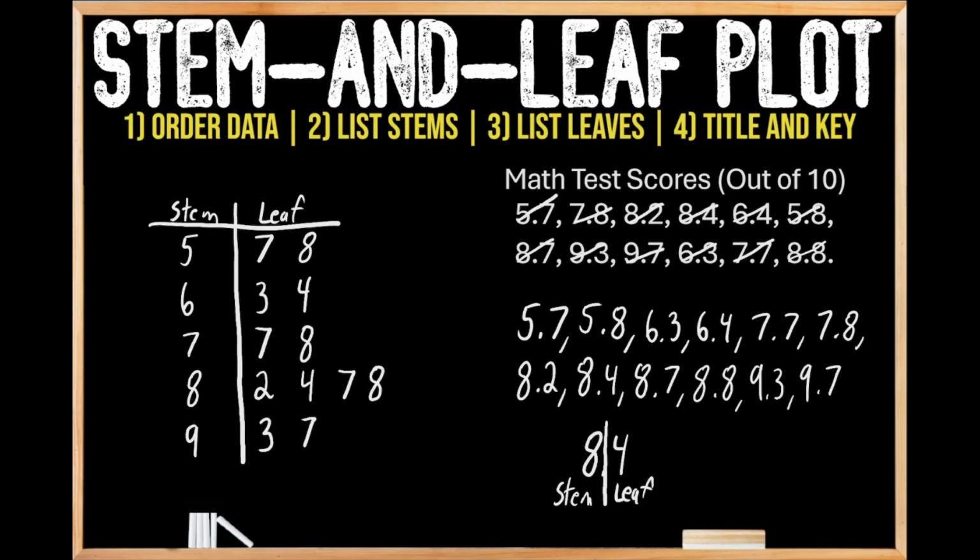So for step number 4, we're going to add our title and answer key, and that's just to help make this a little easier to understand because right now this stem and leaf plot could be anything. So we're going to write our title up top, which is our math test scores. So we're going to write math test scores. And that test was out of 10, so we're also going to include that just to add a bit more context.